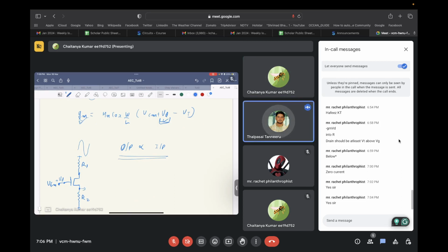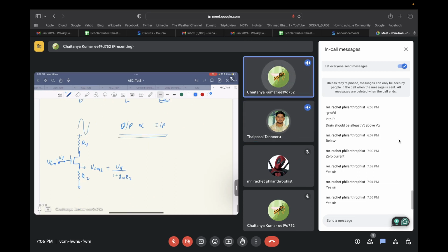Sir, it should be some voltage source VCMS plus VD divided by 1 plus GMR2. I hope by this point of time you can write it without calculating. Yes, sir. So you have this over here.